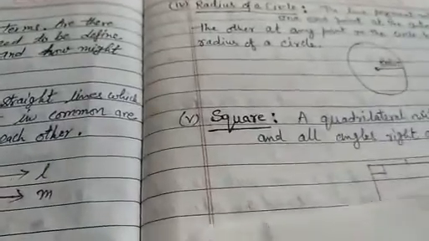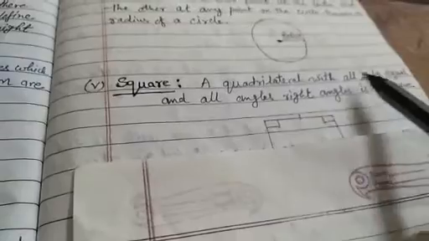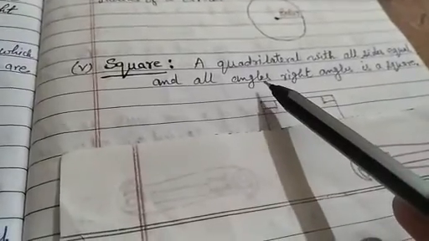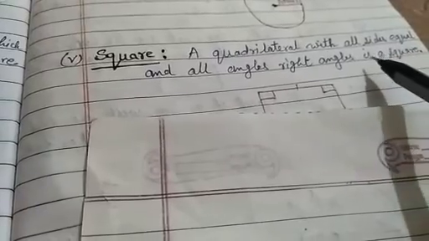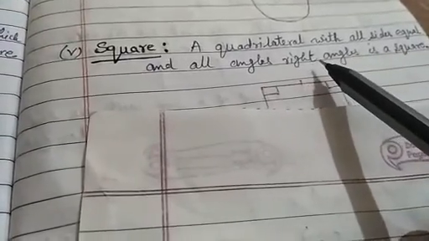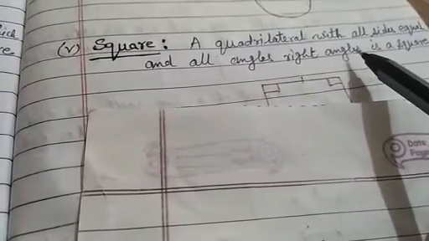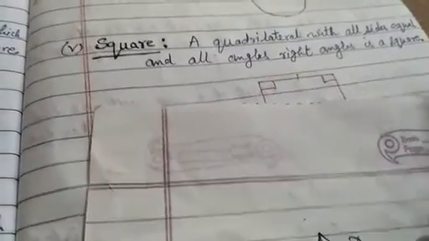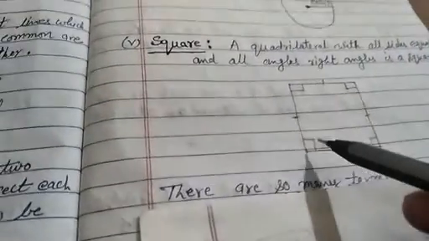Next point, square. A quadrilateral having four equal sides, and all four angles equal and of right angle, that is, these angles are 90 degrees, is known as a square. Here is a figure, all four sides are equal and all four angles are 90 degrees. This is a square.